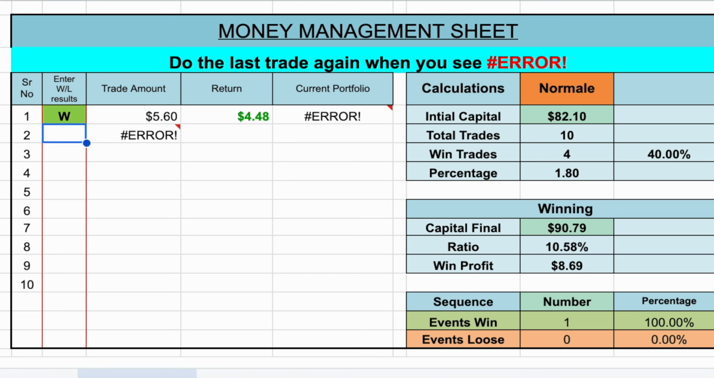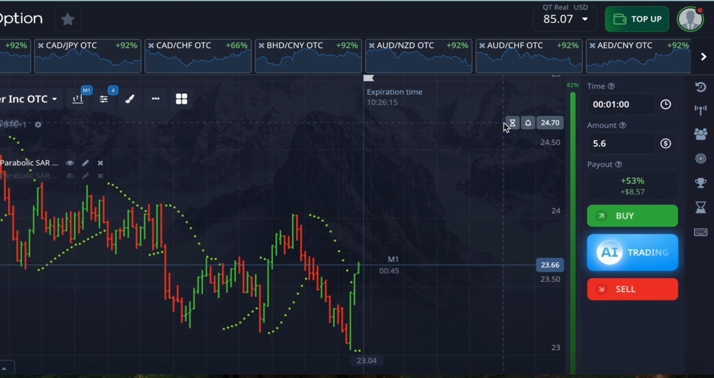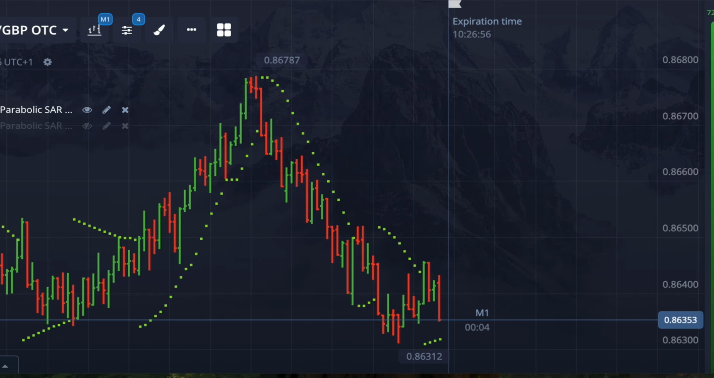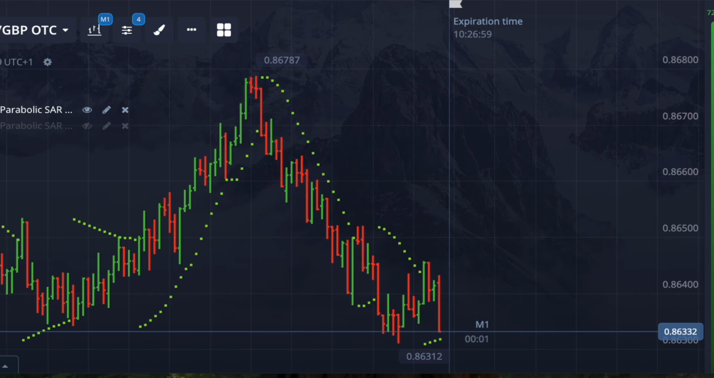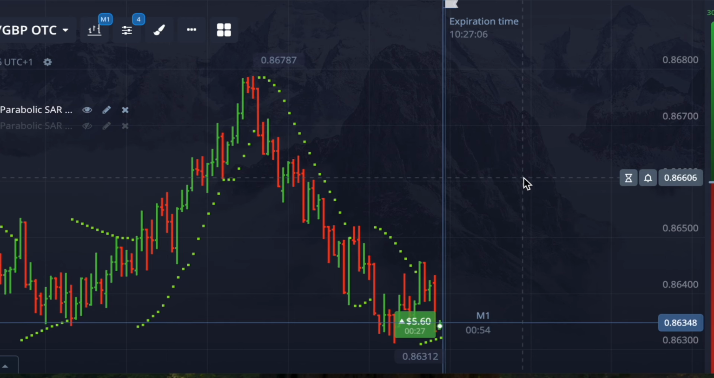I'm going to repeat that process again because I've just made $4.48, but I don't want to end now. So I'm just going to get rid of that W and we're going to do another trade. So as you can see, my balance has gone up to 85.07. Let's just have a look through the charts. I'm going to place a trade on this chart in a moment. I'm going to place that in there. And we got $5.60 saying that the price is going to go up.